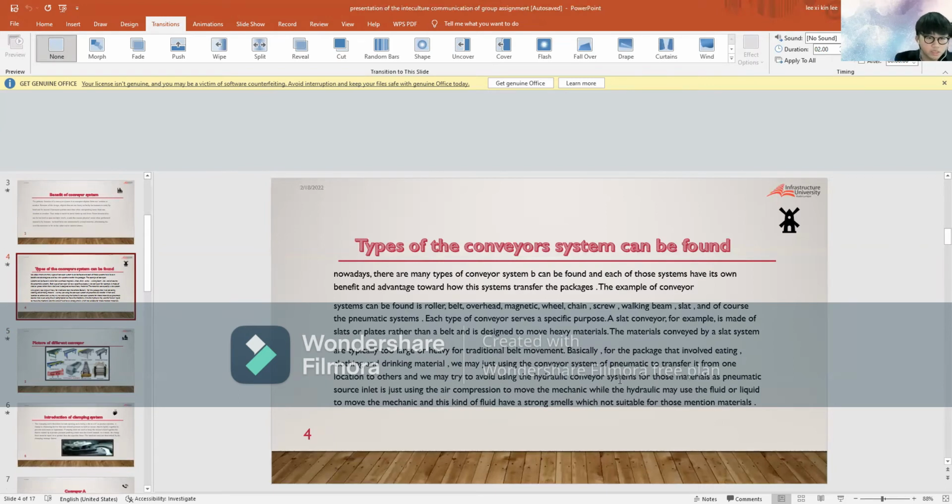For packages involving eating material, clothing, and drinks, we may use the pneumatic conveyor system to transfer them from one location to another, and we should avoid the hydraulic conveyor system for those materials, as the pneumatic system uses an air compressor to move the mechanism, while the hydraulic system uses fluid or liquid, and it has a strong smell which is not suitable for food. Just imagine that fluid smell sticking to your food.